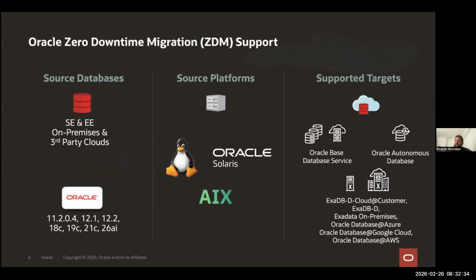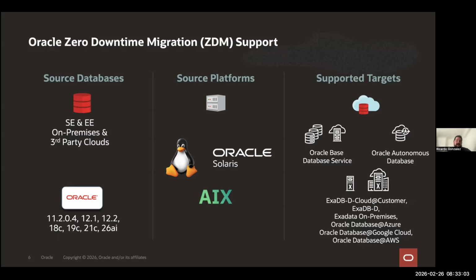Now, in terms of support, we support Standard Edition and Enterprise Edition databases. Of course, if you're using Standard, there are some restrictions on the workflows that you can use. They can be hosted on premises or on third-party clouds on unmanaged services. The only managed one that we support as a source is RDS. So AWS RDS is supported for ZDM, and you can migrate out of it. Of course, also the Autonomous Database. So if you're going from Autonomous to Autonomous, ZDM supports that as well.